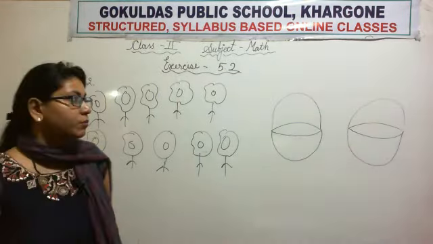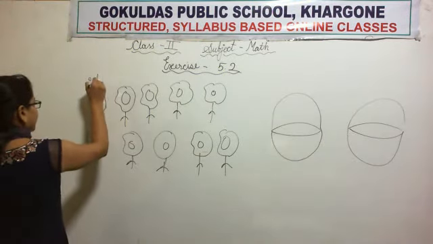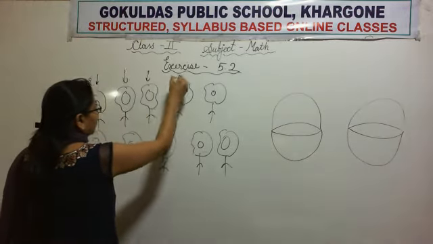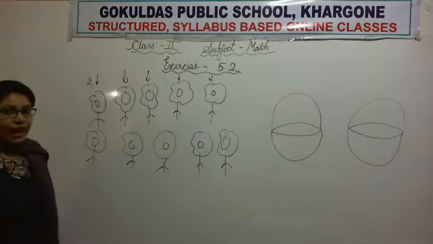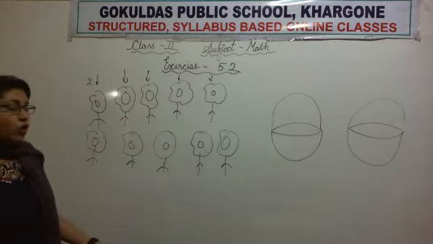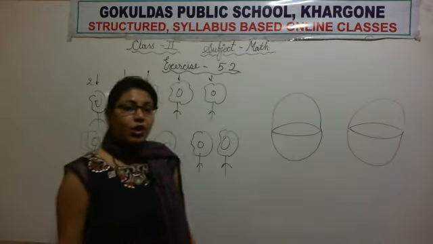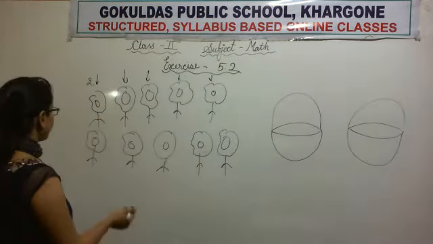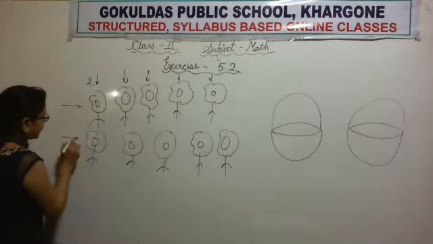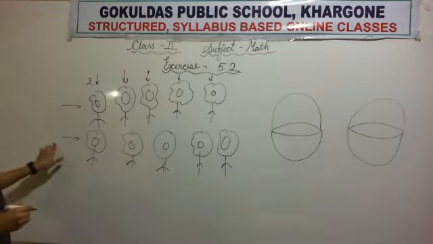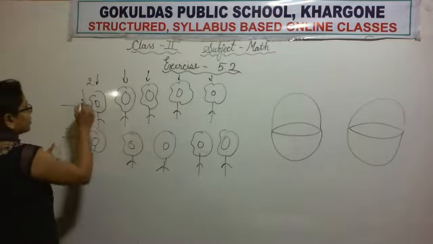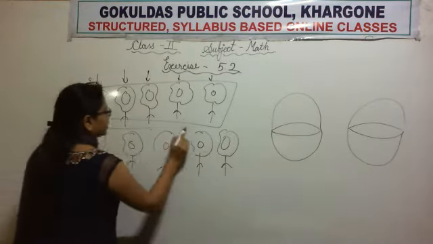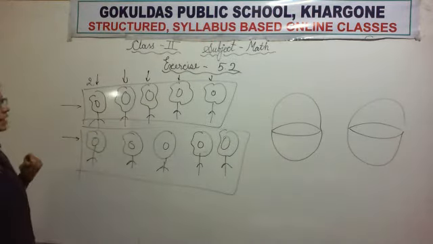If we make groups vertically, how many groups will be made? 1, 2, 3, 4 and 5. Do we need 5 groups? No, because we do not have 5 baskets. So how many baskets do we have? We have 2 baskets. So if we make groups horizontally, then 2 groups will be there. So let's make the groups. Group number 1 and group number 2.